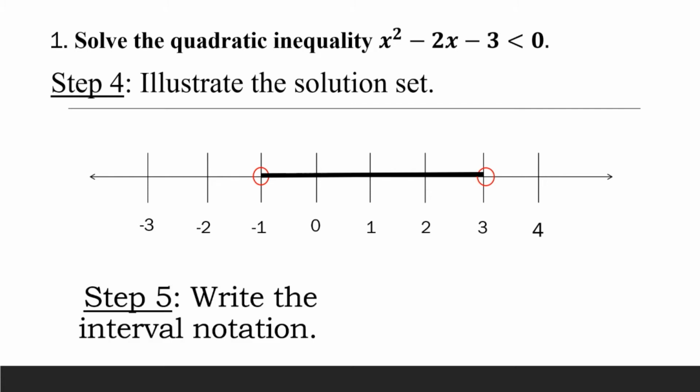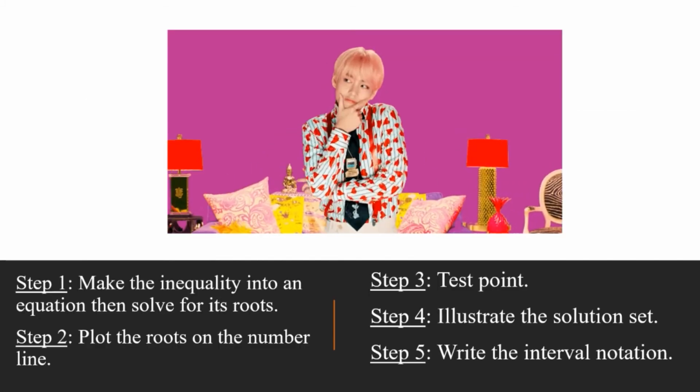Next, step 5 is to write the solution set in interval notation. So now the solution set is (-1, 3). Please take note that we are using parentheses since the given inequality is less than, and we are using an open circle, which also means that -1 and +3 are not included in the solutions. So that was example number 1.